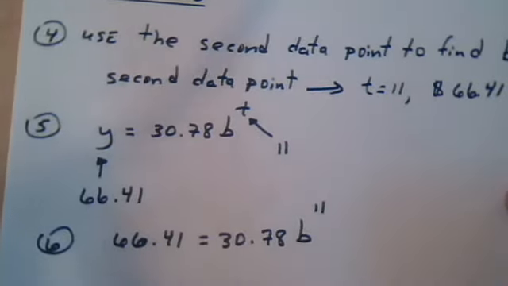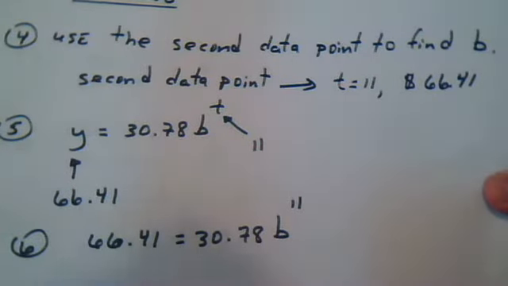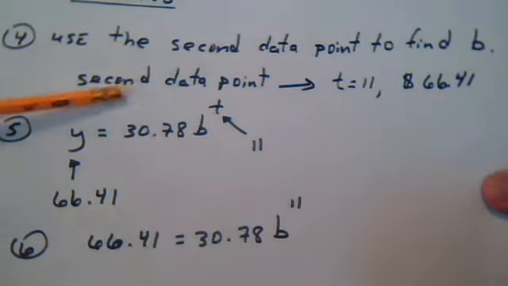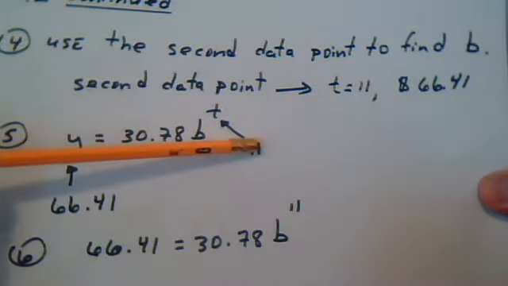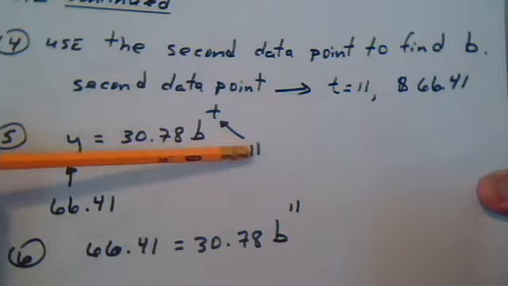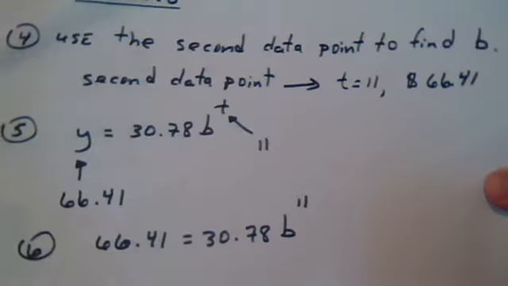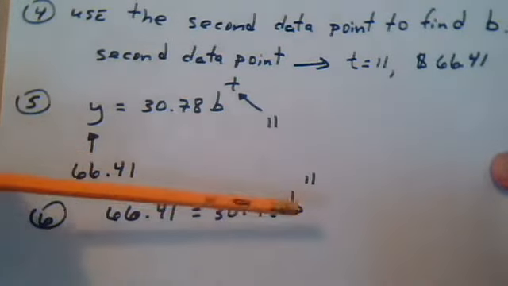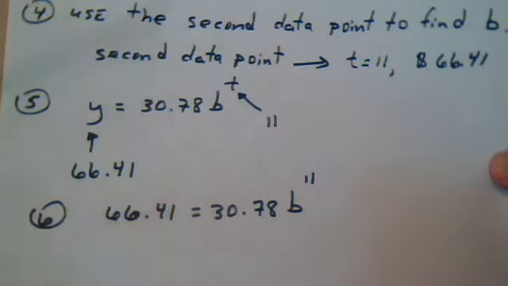So we plug it into the equation. I use the second data point to find B. The second data point is this information. So the T is replaced with an 11. The Y is replaced with a 6641. So after substituting and replacing those variables, this is what it looks like.